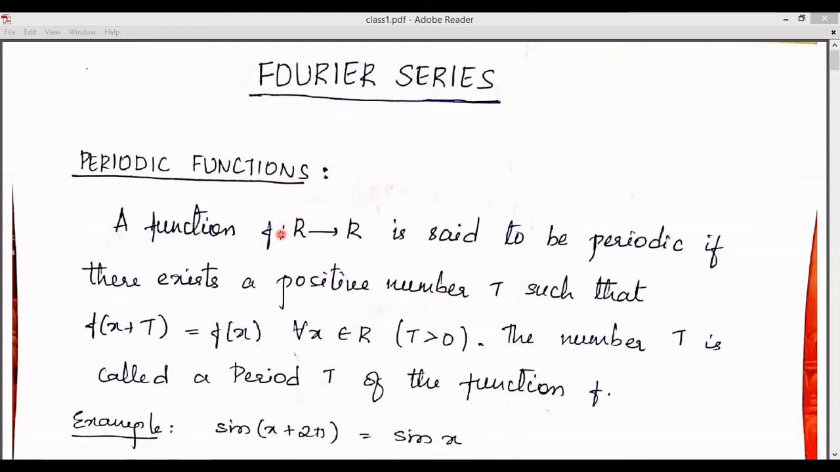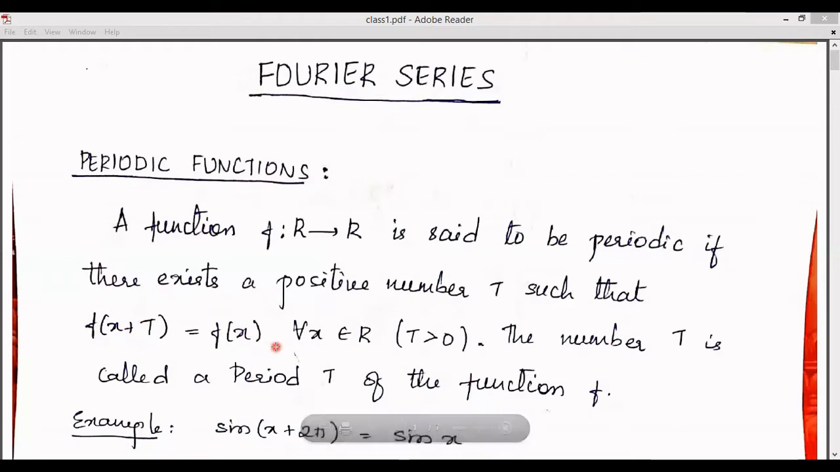A function f from R to R is said to be periodic if there exists a positive number T such that f of x plus T is equal to f of x for all x belonging to R. The number T is called a period of the function f. So here, if the given function f of x is equal to f of x plus T, then this T is called the period and this function is called a periodic function.